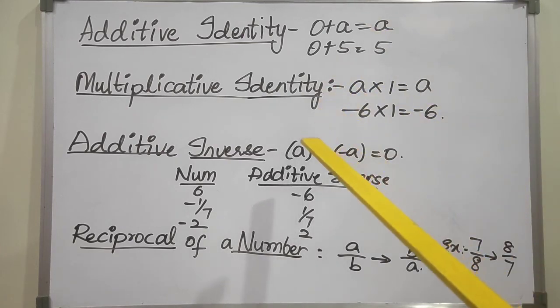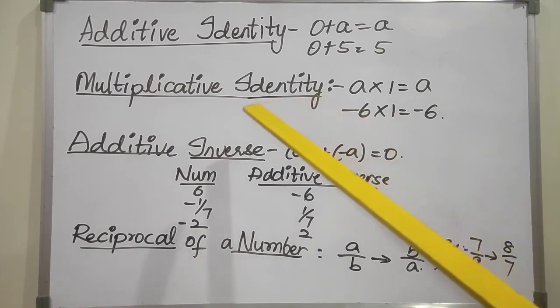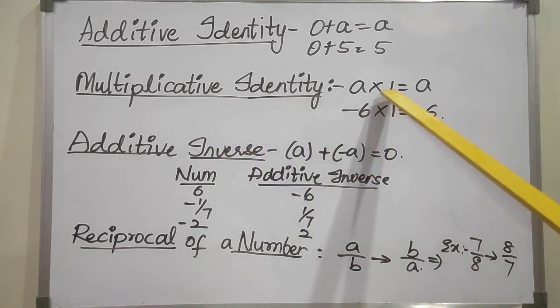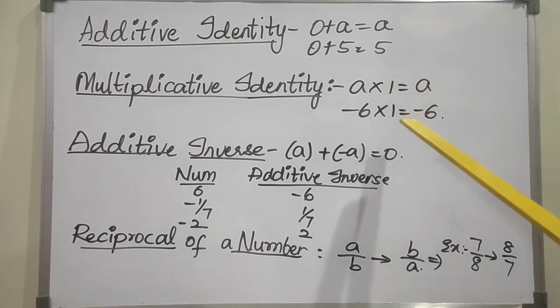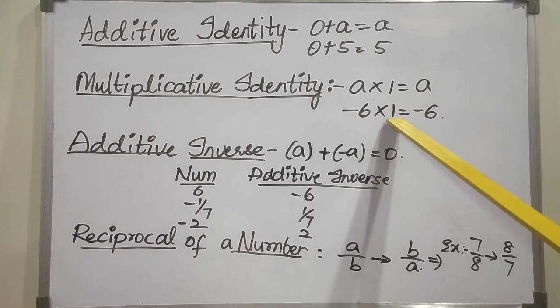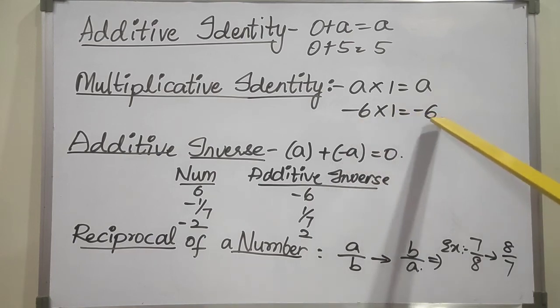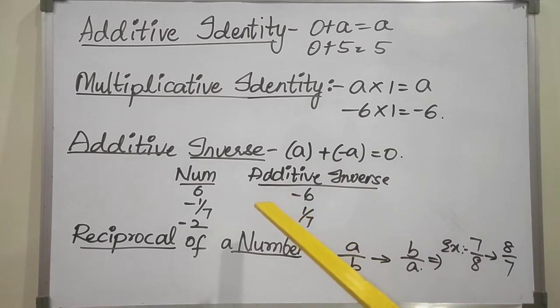Now we shall see the multiplicative identity. Multiplicative identity is a number which when multiplied to another number gives the number itself. Now see what happens when I multiply minus 6 with 1. I have got the same result, minus 6 here. So 1 is the multiplicative identity for rational numbers. It is also the multiplicative identity for integers and whole numbers as well. Okay, now we shall study the additive inverse.